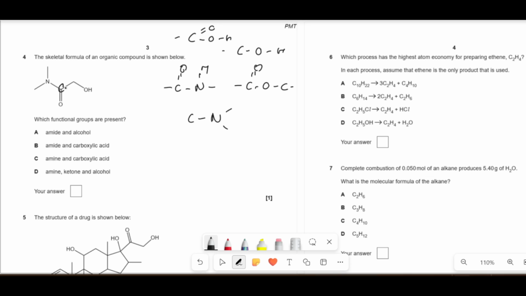So if you can recognize what these look like in molecules, this question's pretty alright. Because you've got a C double bond O, NH, so that means there's an amide here, and then the C, OH, so that's an alcohol, so it's A. Done. The reason it's not carboxylic acid, no COOH.